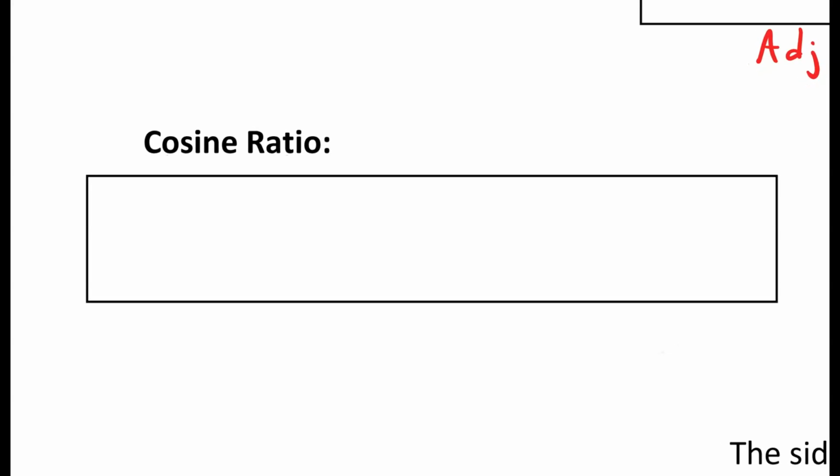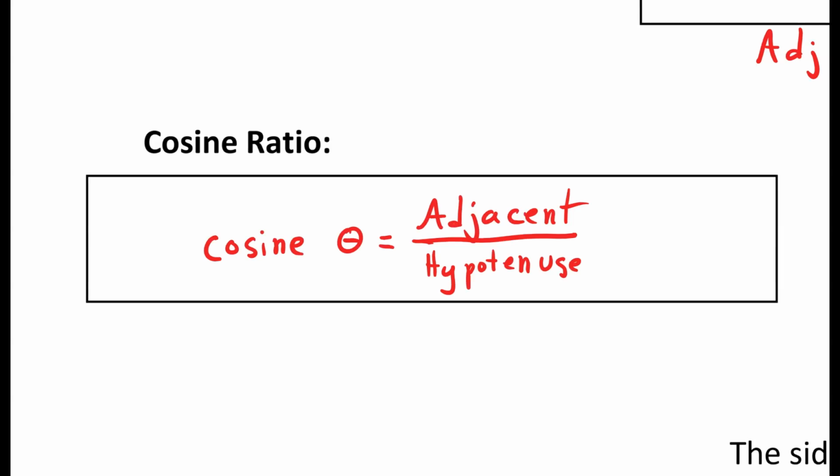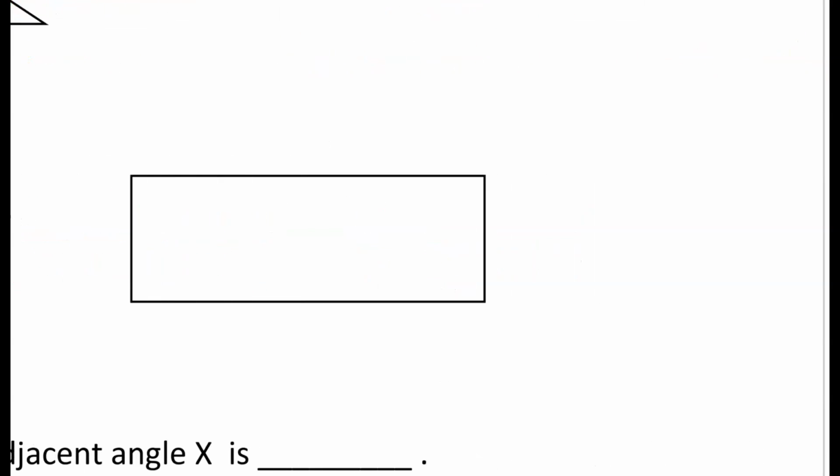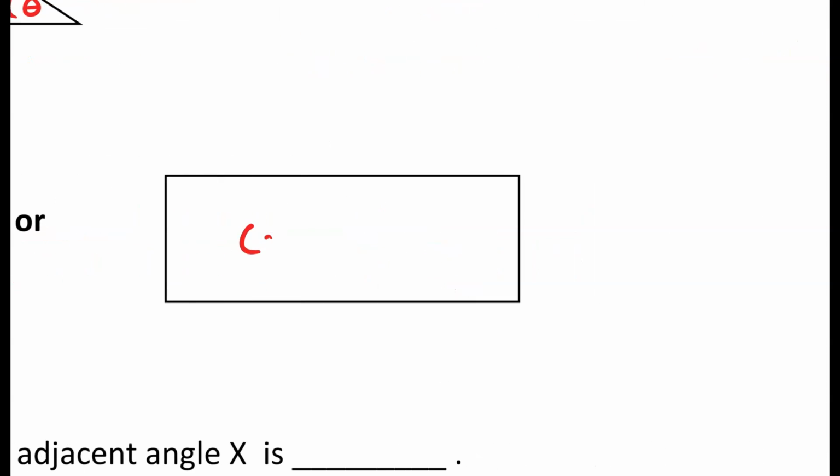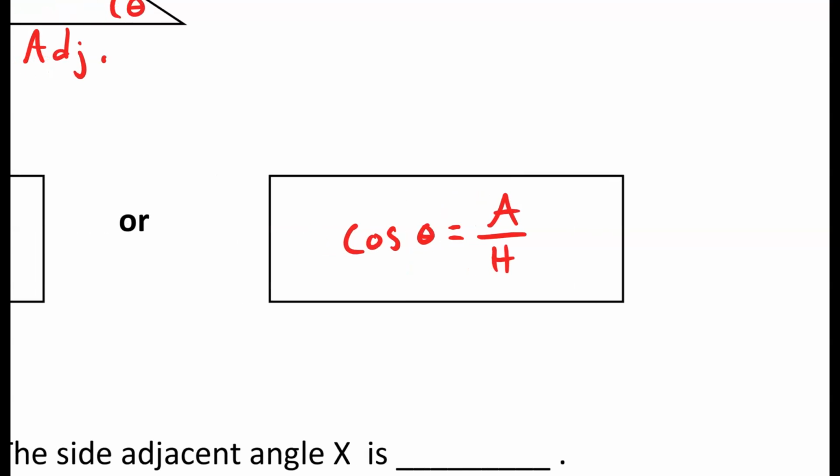So using the cosine ratio, we have cosine equals adjacent over hypotenuse, which will look like this written out: cosine theta equals adjacent over hypotenuse. Remember, theta is where your angle would be going, or where you're trying to find your angle. If we wanted to abbreviate and shorten it down, we have cos theta equals adjacent over hypotenuse. I'll clean that up so it's a little clearer: A over H.